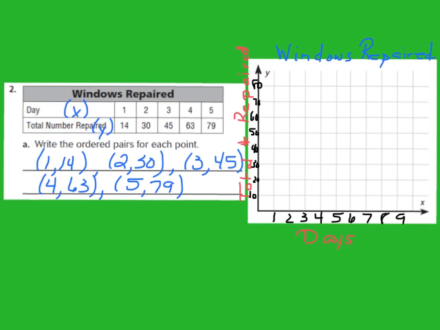Now our next step is going to be this. We now have to graph our ordered pairs. So we have our ordered pairs over here that we're going to go ahead and graph in our coordinate grid that has now been given a title, Windows Repaired.